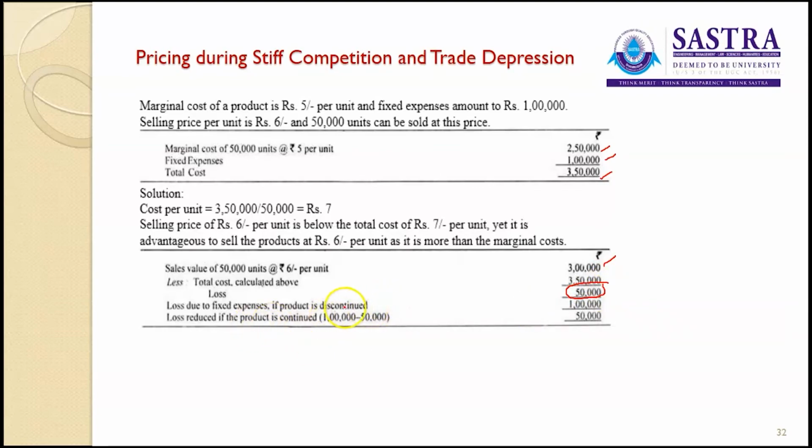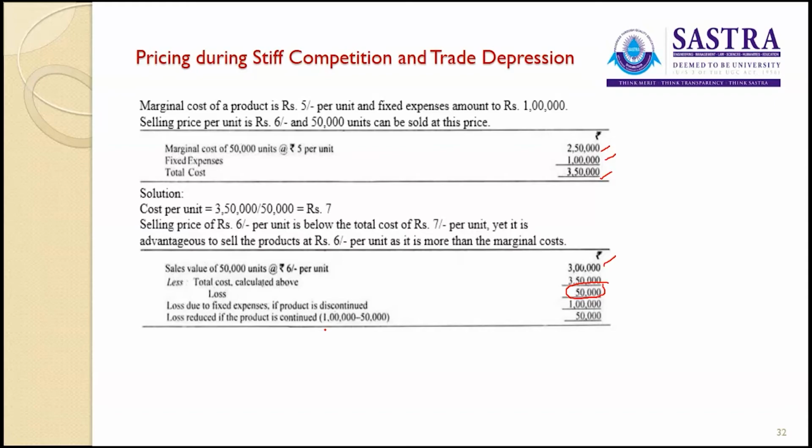So at the outset, we said we have a loss of 50,000. But this loss is to be compared with the other expenses, namely the fixed expenses. Suppose if the product is discontinued, we are going to have a loss of fixed expenses of 1 lakh rupees. So if the product is continued, we can cover this amount. So the loss will be only 50,000 rupees. The loss is reduced if the product is continued, because when you continue the product, the machineries are to be utilized now. So the fixed cost can also be recovered.